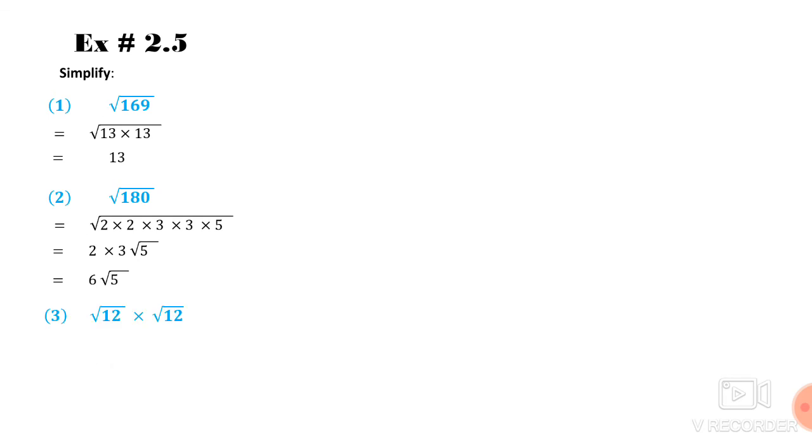Part 3. Square root 12 multiply square root 12. It will be just 12 according to the property we have learned before.